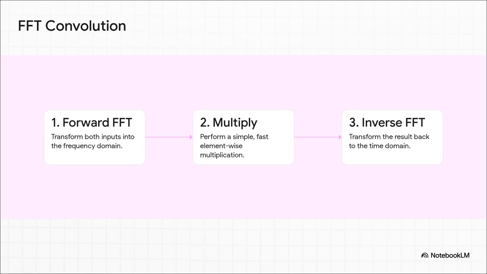So how does this magic trick actually work? Well, it's this awesome 3-step dance. First, we use an algorithm called the Fast Fourier Transform, or FFT, to jump into the frequency domain. Then, in that domain, we do a super fast, simple multiplication. And finally, we use an inverse FFT to jump right back. I know, it sounds like you're taking the long way around, right? But trust me, this little detour is a massive, massive shortcut.